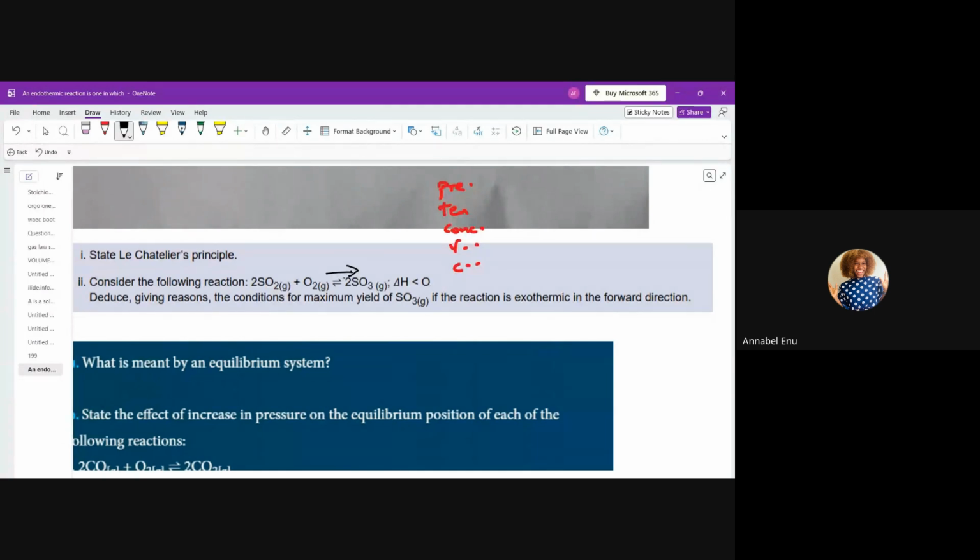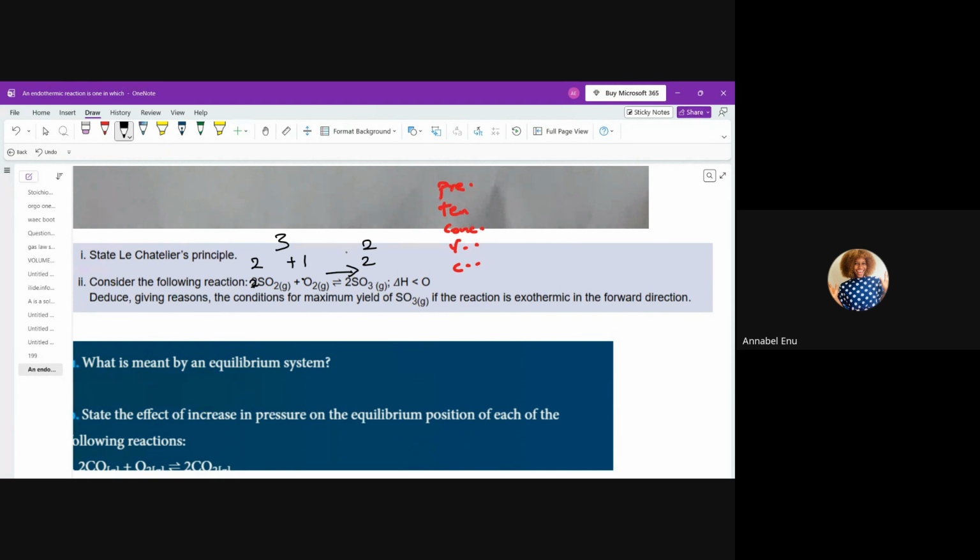Now, in terms of pressure to yield SO3, that is to say, for our equilibrium to shift towards SO3, that is towards the product, we would first consider which side our number of molecules is more. Here it is 2 plus 1, right? 2 from the SO2 and 1 from the oxygen. 2 moles and 1 mole. And then in the product, it is 2. So here is 3 and here is 2. That means the number of moles is more in the reactant.